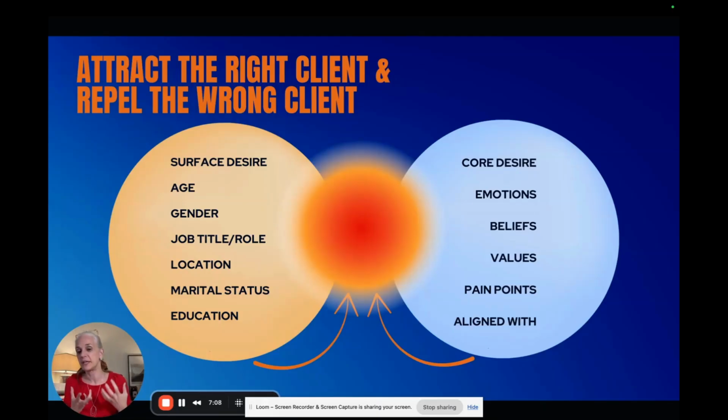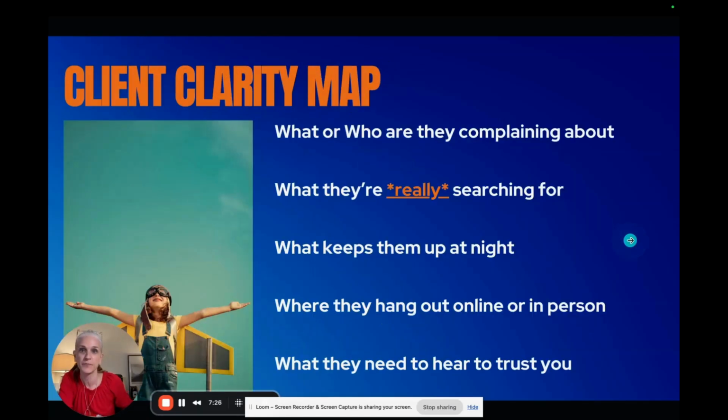This is probably the biggest part of where you need to do the heavy lifting to identify and unveil who the right client is for you and who you want to repel. And it's okay to repel the wrong people because you want to have the time and the energy to focus on the right people. And again, helping serve them with your product or service. So the client clarity map starts to come together.